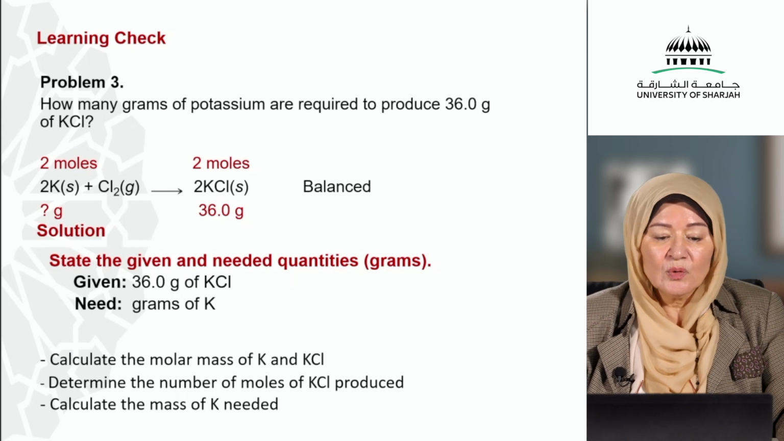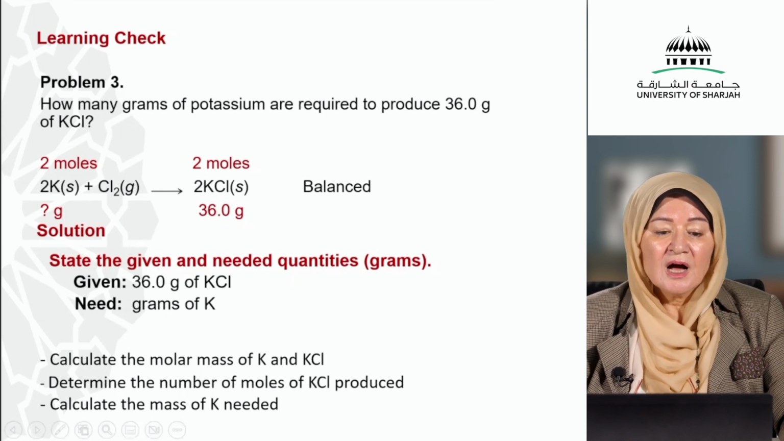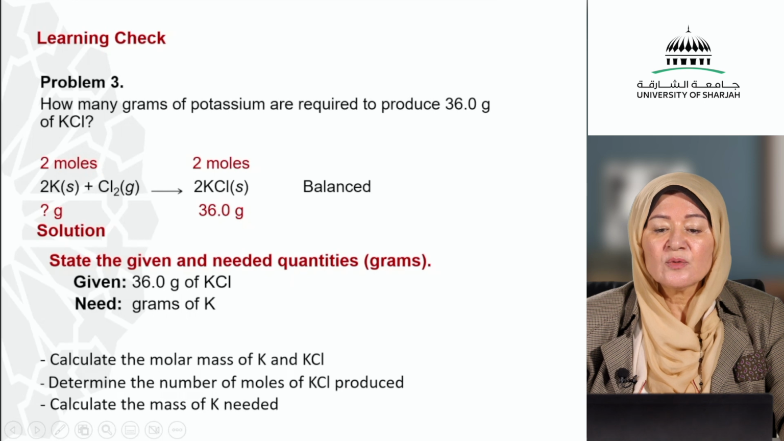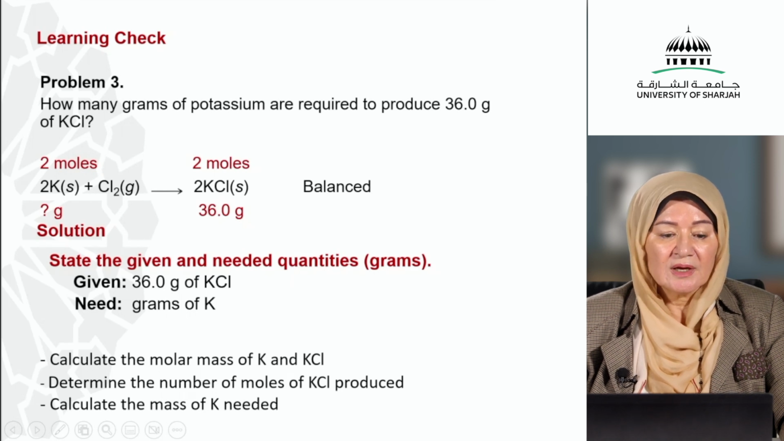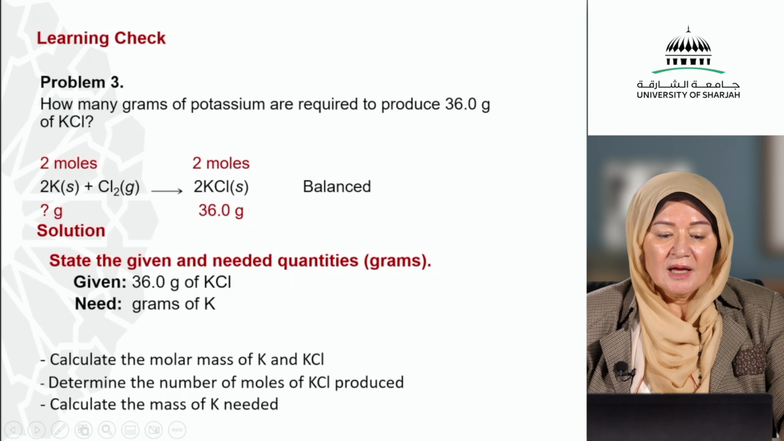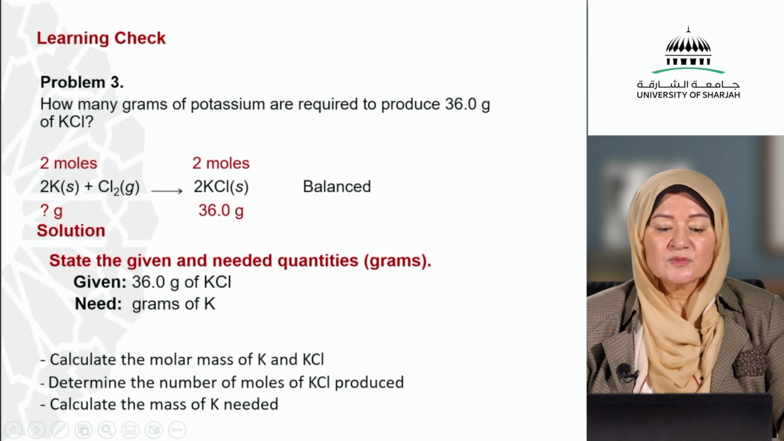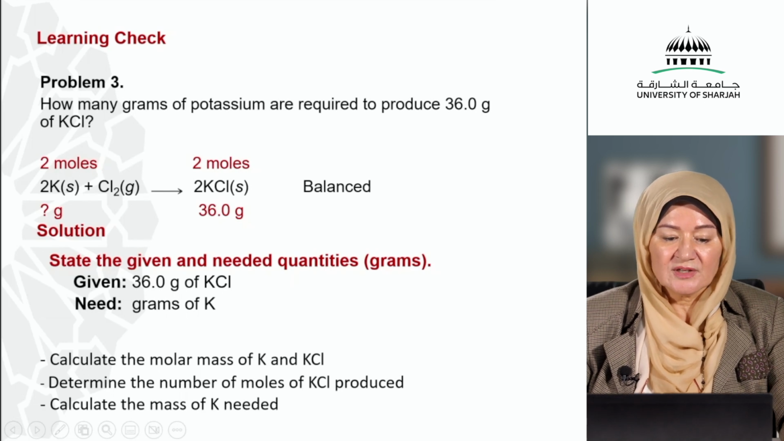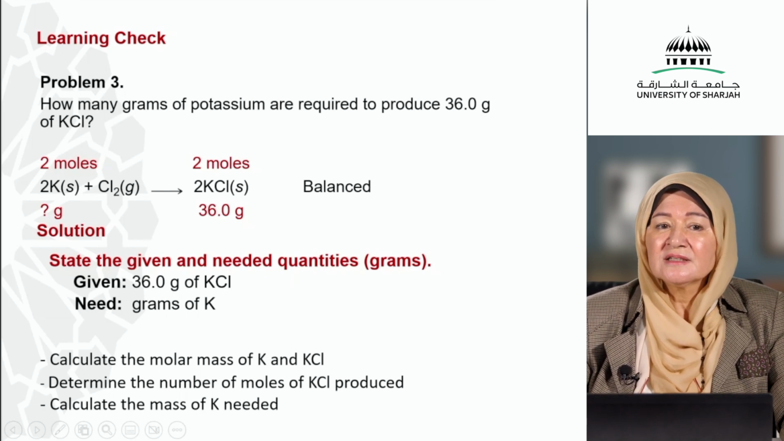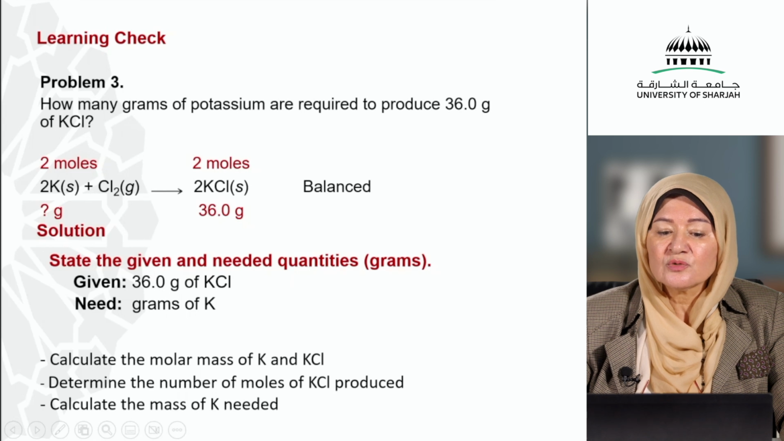Here I have also another problem. How many grams of potassium are required to produce 36 grams of KCl? Therefore, here the given, as a product, is 36.0 grams of KCl. How many grams of potassium do I need in order to get 36.0 grams?